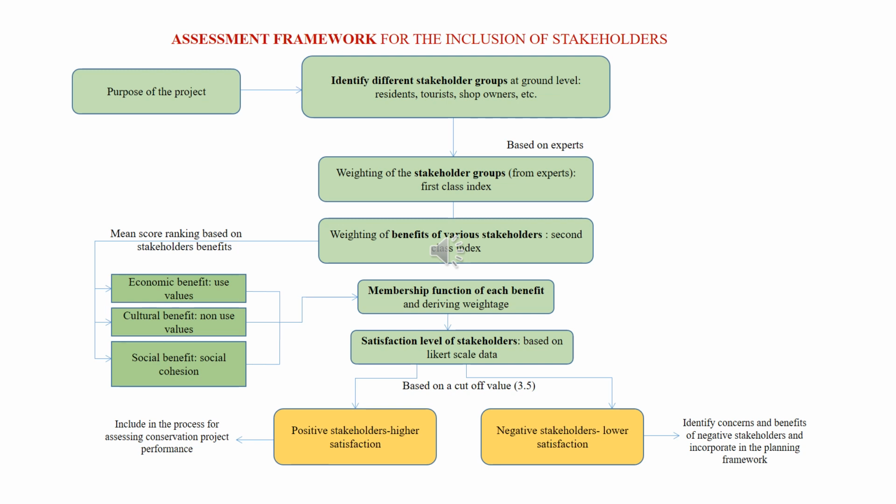Based on a cutoff value of 3.5 on a scale of 1 to 5, the stakeholders were categorized into positive and negative stakeholders. The positive stakeholders were further included in the process for assessing the conservation project performance of the model, whereas for the negative stakeholders that had low satisfaction, their concerns were identified and their benefits were incorporated in the planning framework to further enhance their involvement in the conservation process.